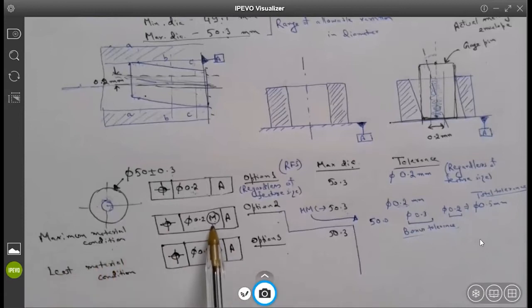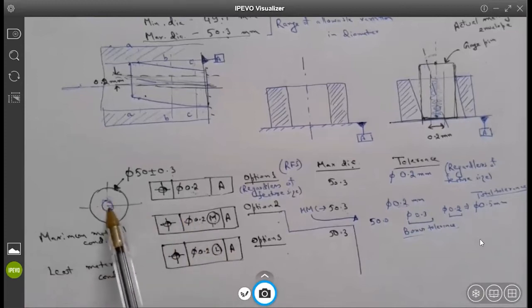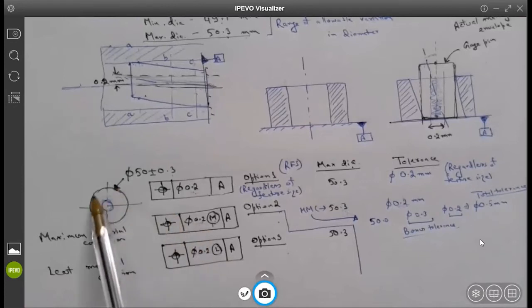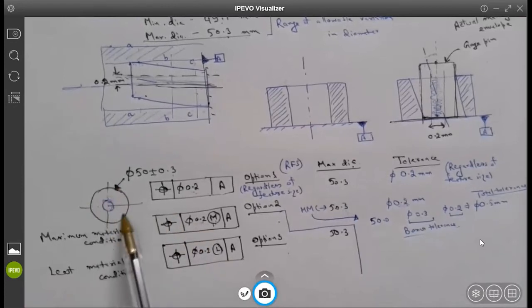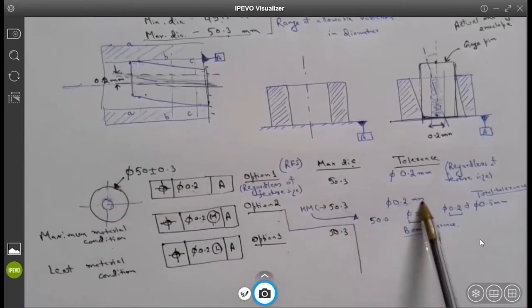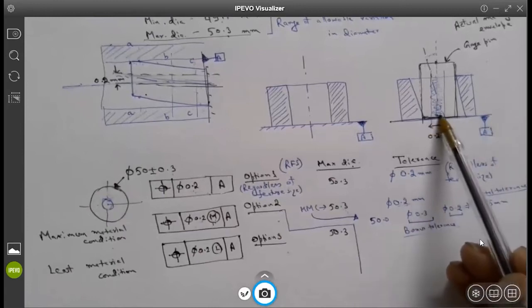So this modifier is basically saying I will have the tolerance zone of 0.2 millimeters, this diameter of the cylinder where my axis can lie and can orient, when the part is fabricated at its MMC, which is 50.3. At 50.3, my tolerance zone has a diameter of 0.2 millimeters. This is a tolerance zone.